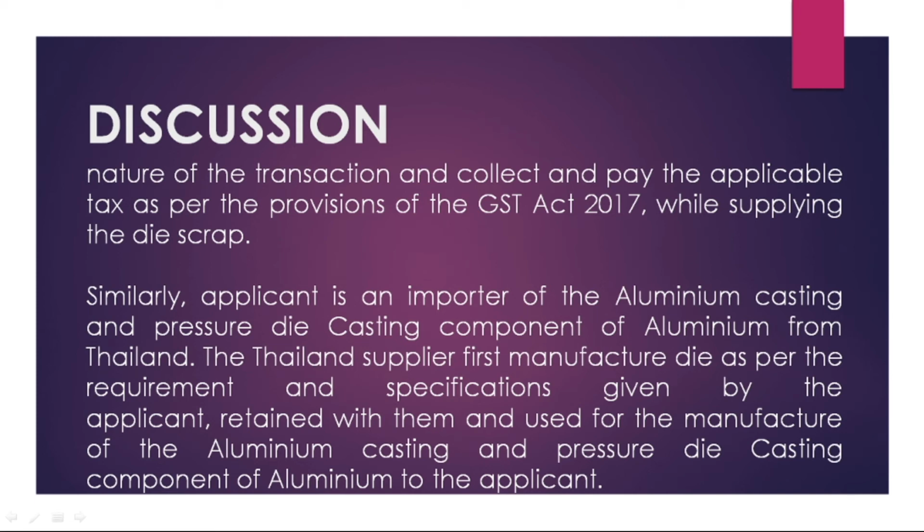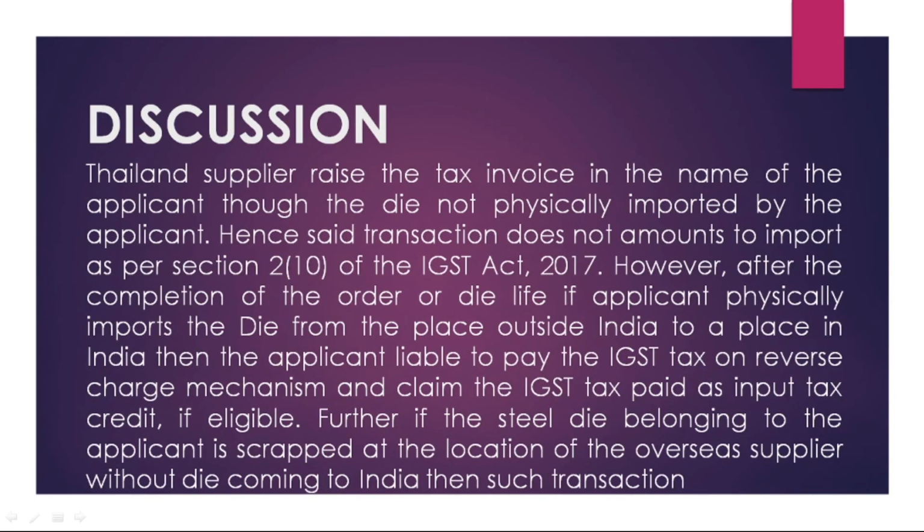Similarly, the applicant is the importer of aluminium casting and pressure die casting component of aluminium from Thailand. The Thailand supplier first manufactured the die as per the requirement and specifications given by the applicant, retained it with them and used it for manufacture of aluminium castings and pressure die casting component of aluminium for the applicant. The Thailand supplier raised the tax invoice in the name of the applicant, though the die is not physically imported by the applicant. The said transaction does not amount to import as per section 2 subsection 10 of the IGST Act 2017.